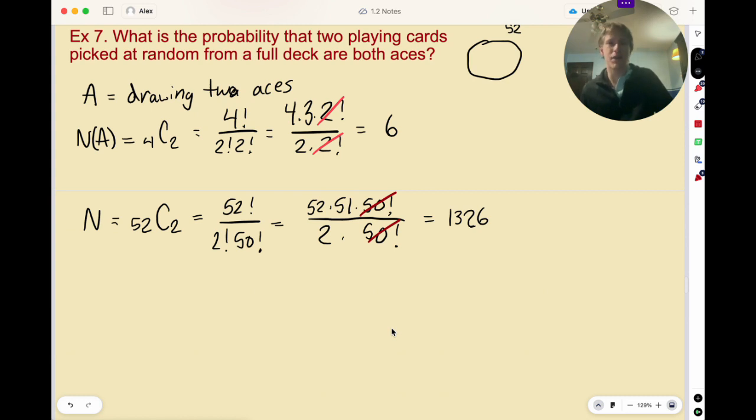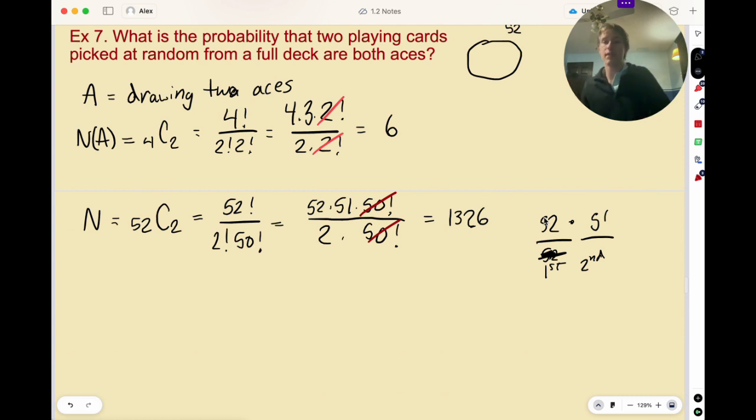Another way of thinking about this is, if you're drawing two cards, there are going to be 52 possibilities for the first one. This is the first card you draw, and this is the second card. There are going to be 52 possibilities for the first one and 51 possibilities for the second one. So the total number of ways to draw the cards would be 52 times 51, but it's going to be equivalent if you get a 3 and a 10 and a 10 and a 3.